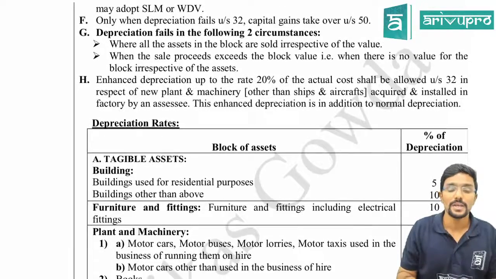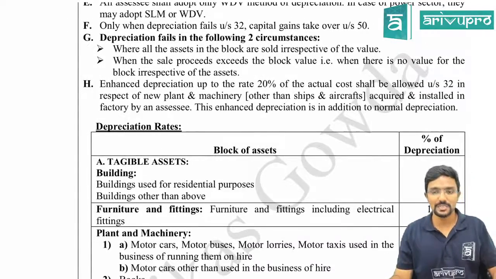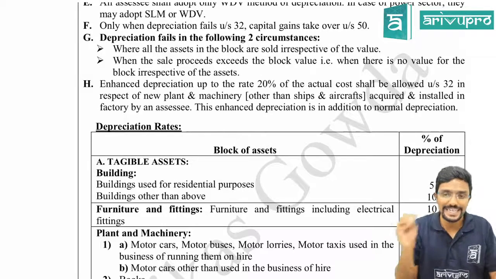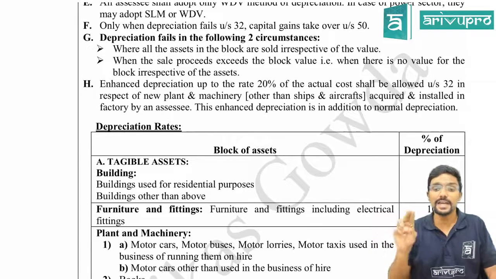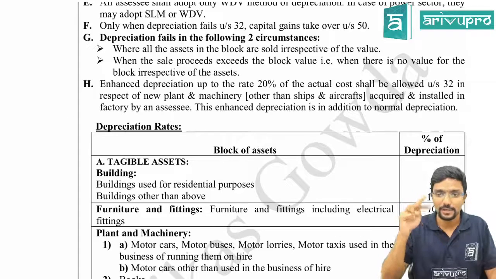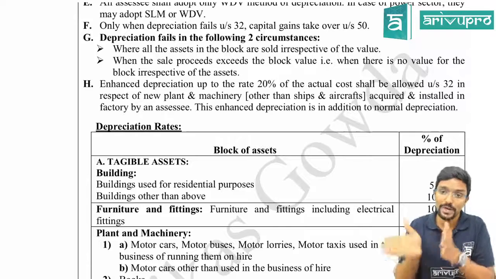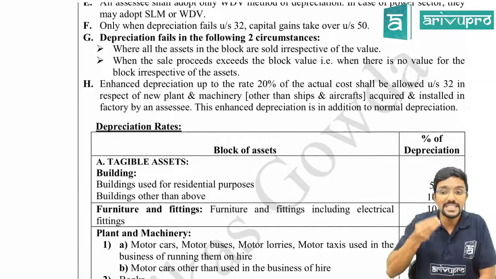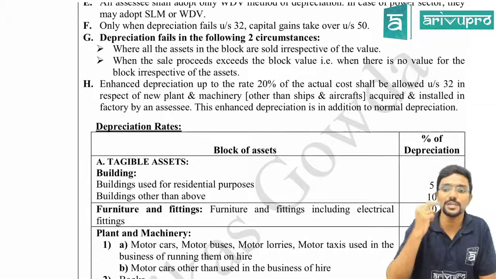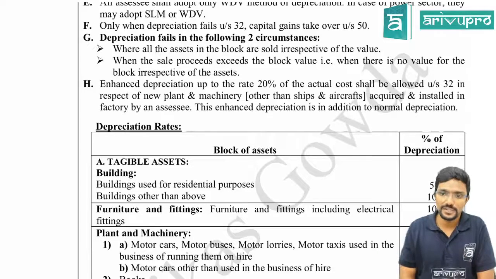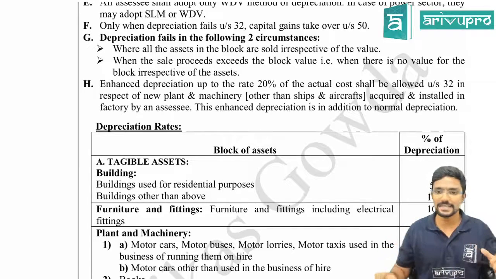Clear? Then if any new plant and machinery is purchased by a manufacturing entity and installed in a factory, they can claim an additional 20%. Normally on plant and machinery the depreciation rate is 15%. Over and above that, in the first year of purchase only, we can claim an additional 20%. Even for this 20%, that 180 days criteria is applicable, guys.